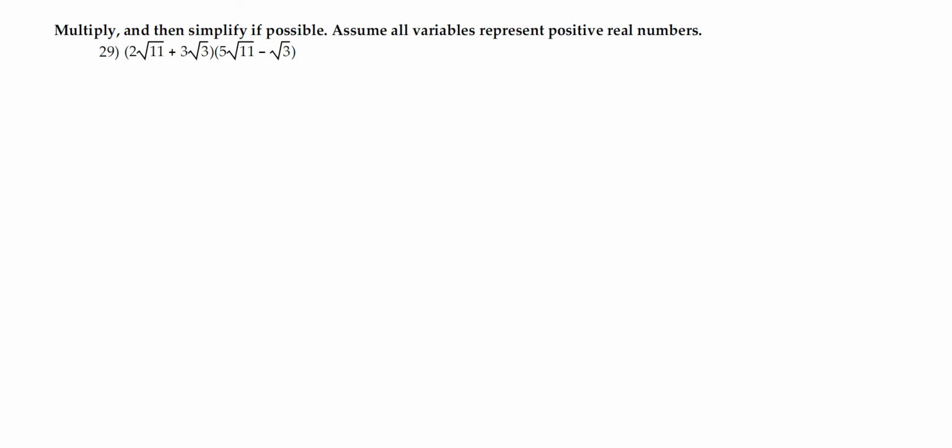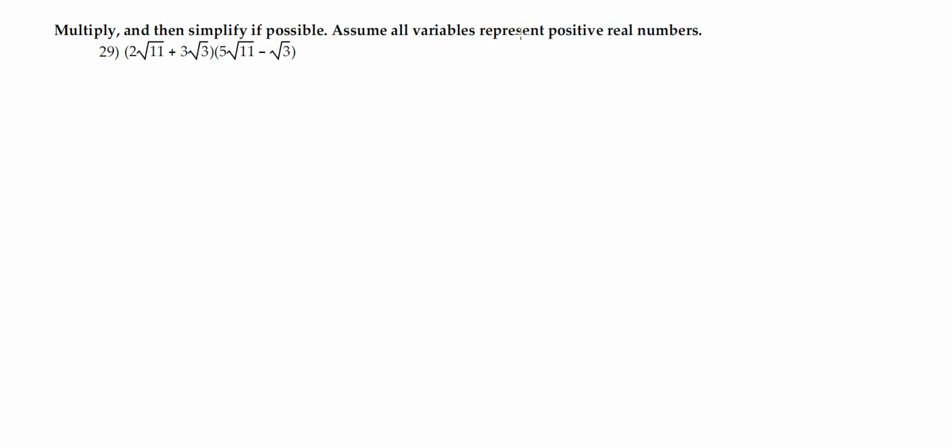Multiply, and then simplify if possible. Assume all variables represent positive real numbers. There are no variables in this problem, so that gets you an idea that this is just a really common statement so that you don't end up with the square roots of negative numbers.